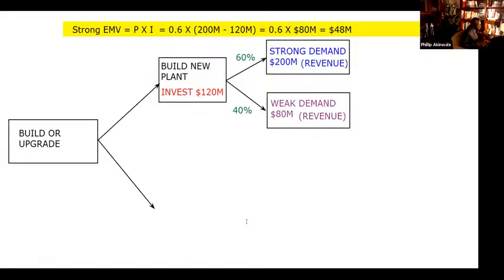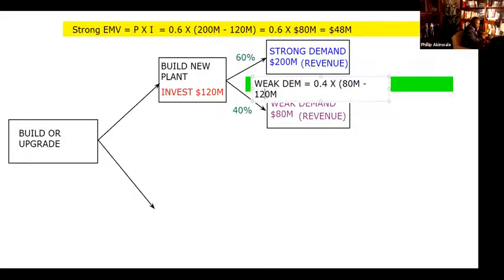The next one, we are going to do this for the weak demand. So let's put another box here. And we already know the formula. So we're just going to take the numbers again. We're going to say probability times impact. The probability in this case is 40% or 0.4. So weak demand is equal to 0.4 times, what is the revenue? 80 million minus 120 million. And that is going to give you a negative.